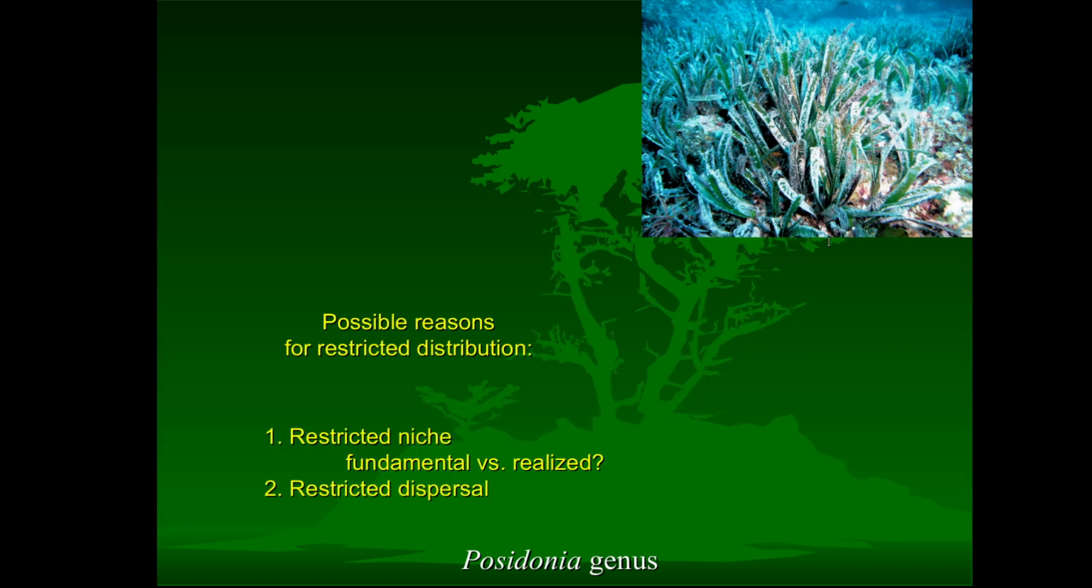And explanation number two, maybe Posidonia's niche can be found in many other places in the world. So why then is the seagrass not found in any of these areas? Well, maybe simply because it has not migrated there at least yet. So dispersal or lack of it is another possible explanation. So there are two possible reasons why a particular species does not live at a particular place: restriction of dispersal and restriction of the niche.